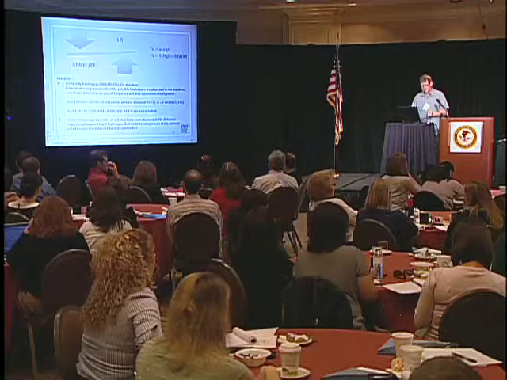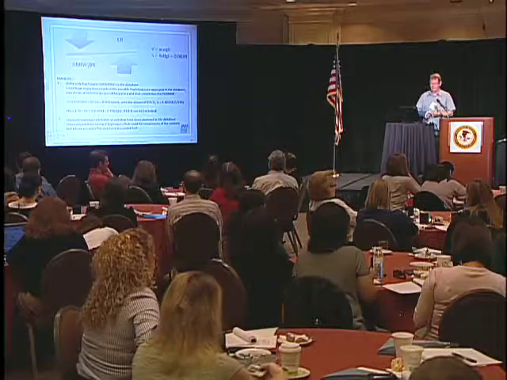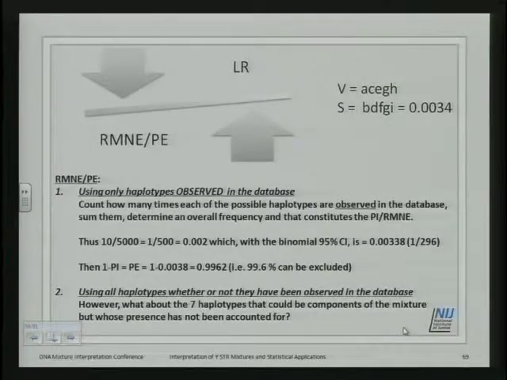Okay. So let's consider the RMNE approach first, using only the haplotypes observed in the database. Count how many times each of the possible haplotypes is observed, then sum them and determine an overall frequency that constitutes the probability of inclusion, right? So if we go back to this, if you add them up, there are 10 haplotypes that have been observed in that database.